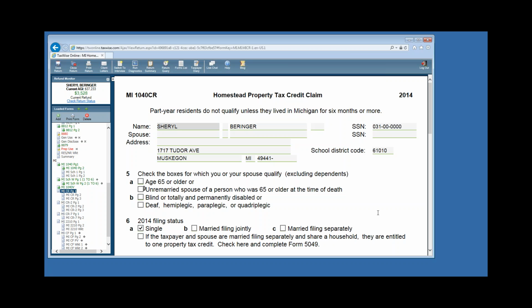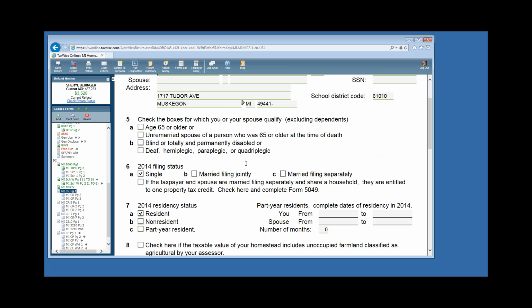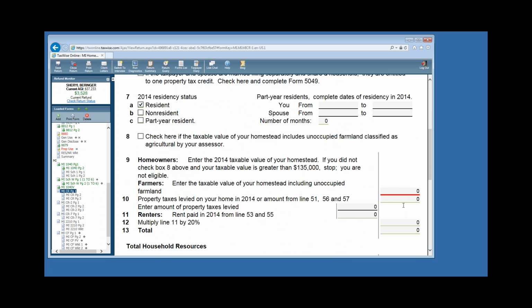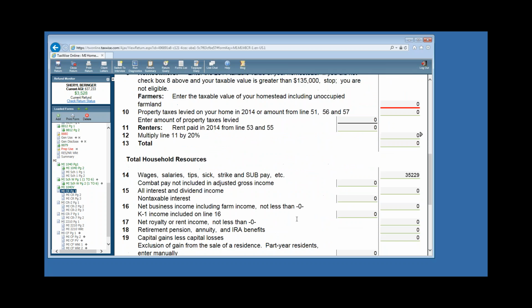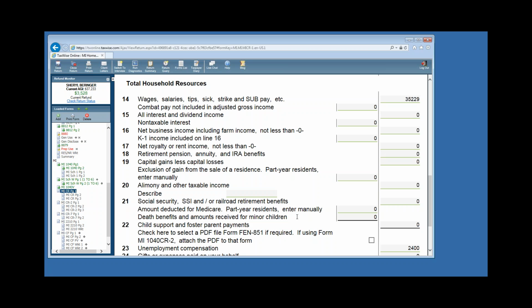So a lot of the information from the federal return or that you've already entered on the state return is going to flow over to the top part of the Michigan credit form. And the first thing it's going to ask about is if somebody's a farmer, if they have property taxes. Because Cheryl's not a homeowner, because she's renting, we don't have to fill anything in over here. There is a line for renters, but that's going to flow from the last part of the return. So the first thing we want to address is entering any of the non-taxable income into the household resources.